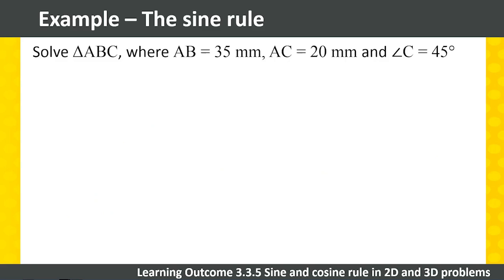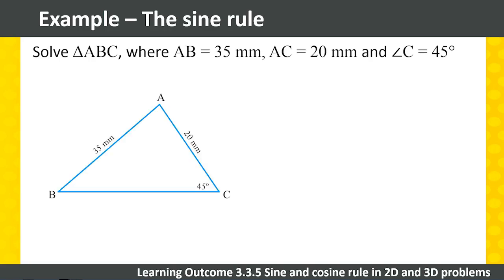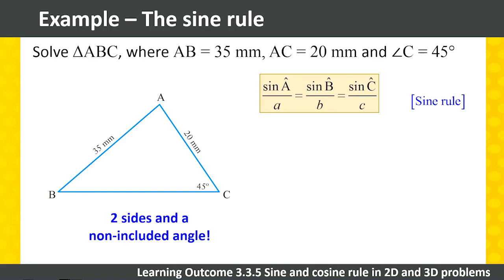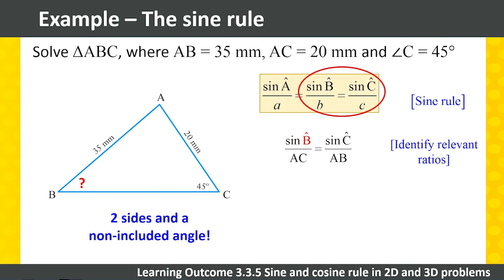Solve triangle ABC where AB equals 35 millimeters, AC equals 20 millimeters, and angle C is 45 degrees. Looking at our triangle, we can see that we have been given 2 sides and a non-included angle, so we can apply our sine rule. We can start by trying to find angle B because we have been given the length of the side opposite it. We have also been given angle C and the side opposite to it, so we can select the relevant ratios from our sine rule. So, sine angle B over AC equals sine angle C over AB.